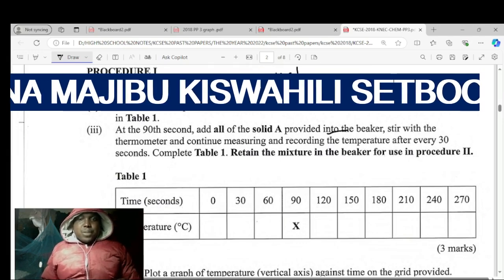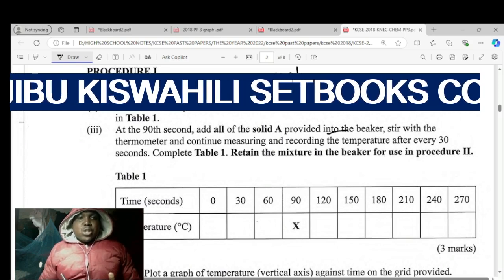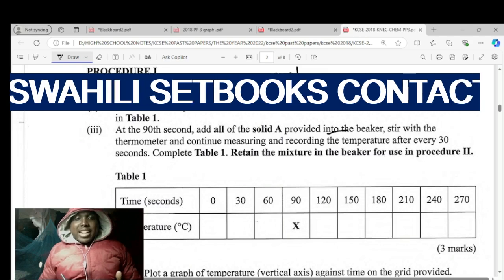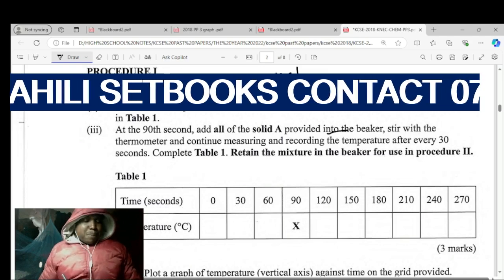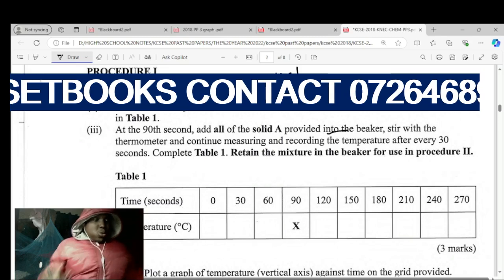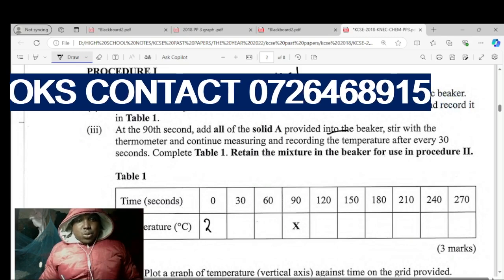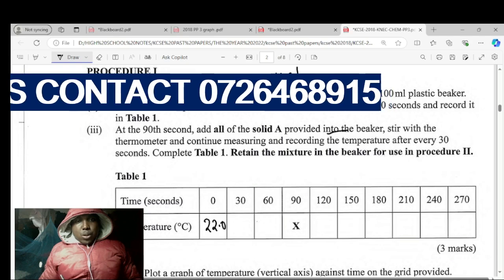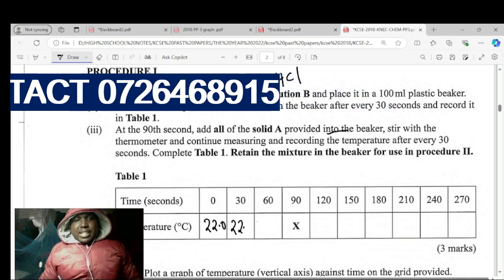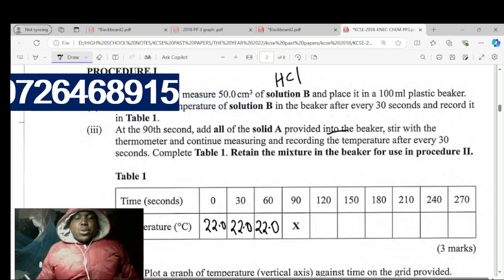Complete the table. So from 0, remember it is the solution you have put in the beaker, 50 cm³. So there is nothing you have added, so the temperature will be the room temperature. In most cases, the room temperature depends on where you are. We will have 22 or 23, or 25, it depends. So in this case, we want to use 22.0. Because there's nothing you have added, it will remain 22.0. It will be a constant. Always record temperature with 1 decimal place.